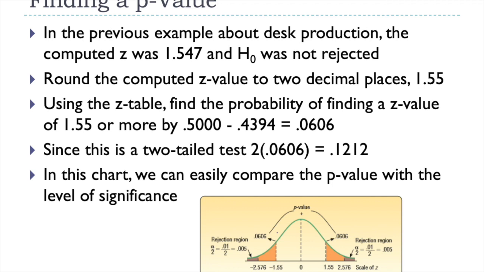Remembering that 0.5 is the area on each side, we subtract from 0.5, and the area here would be 0.0606. But since it's a two-tailed test, we have 2 of those orange areas you see down here under the curve, so it'd be equal to 0.1212. And so the probability here of finding a sample mean greater than 203.5 desks when the population mean was 200 desks is again 0.1212, or about 12%.